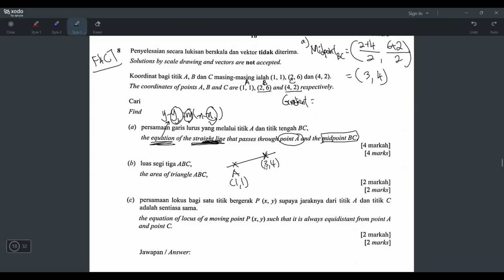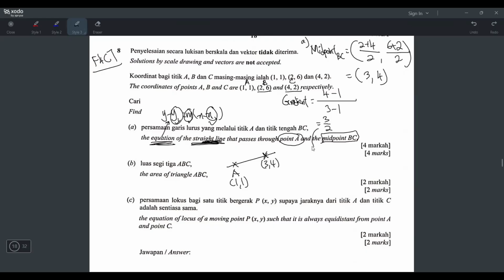So gradient will be, the formula for gradient is take the y minus y divide by x minus x. So 4 minus 1, 3 minus 1. That's why I find the midpoint BC dulu lah. Okay, I'll end up with 4 minus 1, which is 3 over 2. Okay, now I have the gradient, and now I also have the point for the x1 y1, which is the point A, 1 1. So now I can use this formula.